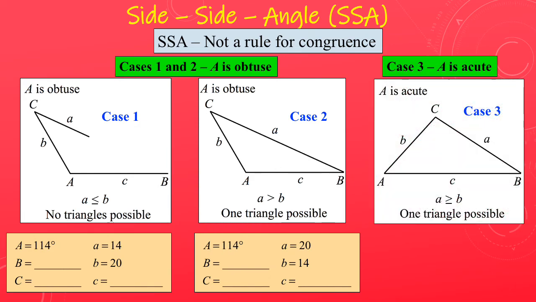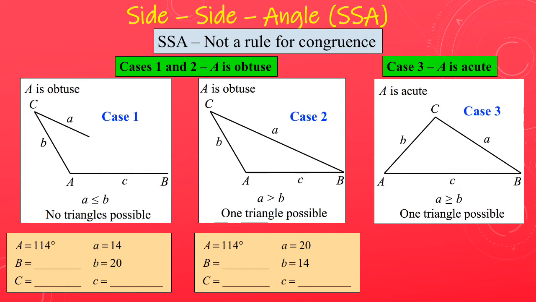Cases 1 and 2 were relatively simple. When A was obtuse, there was either no triangle possible or one triangle possible, based upon the relative size of little a and little b. The problem comes when capital A is acute. We will see that there are 4 cases.